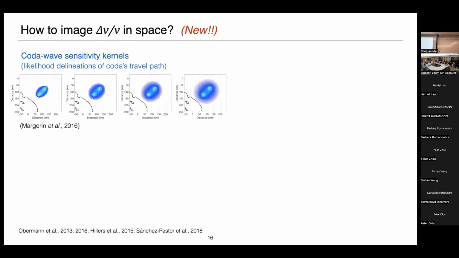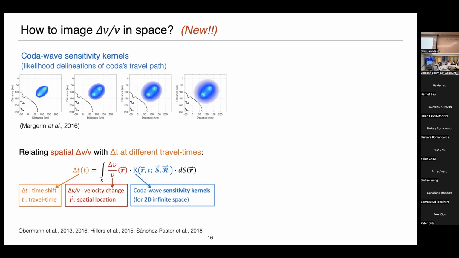This was made possible benefiting from some recent developments on theoretical descriptions of coda waves, or to be more precise, the coda wave sensitivity kernels. As shown on this map are coda wave sensitivity kernels at different lapse times. The idea is very similar to finite frequency kernels. They describe the likelihood of coda wave travel paths. So with these kernels, currently on the latitude, longitude plane, we can connect the delta V over V with the delta T time shifts at different lapse times.